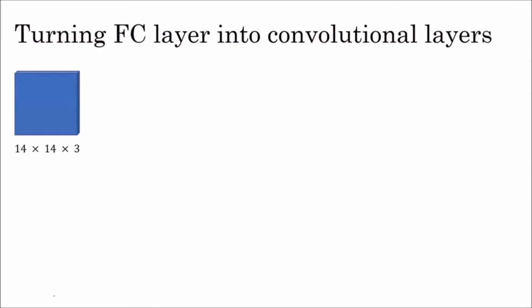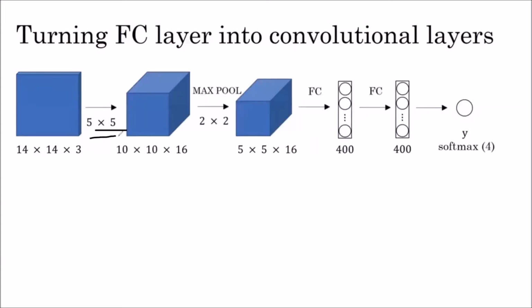We have considered an image here. It is 14 by 14 by 3, which is a very small image. It has three channels, width and height 14 by 14. Now we have considered a convolutional neural network. This is a 5 by 5 filter, after the convolution, 10 by 10 by 16. After that, we have applied a max pooling layer. This is the fully connected layer.